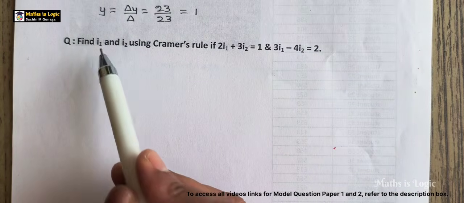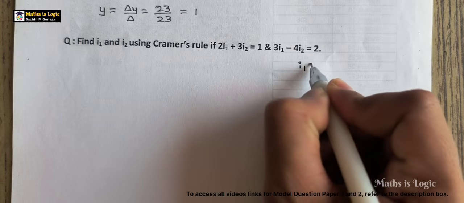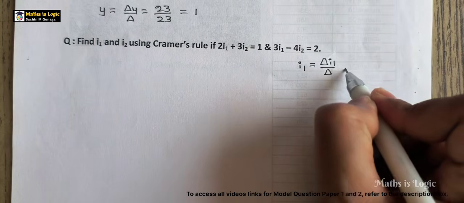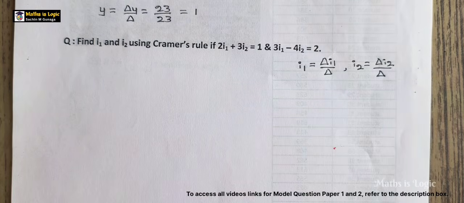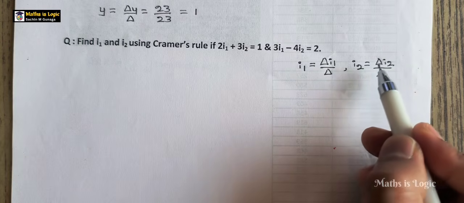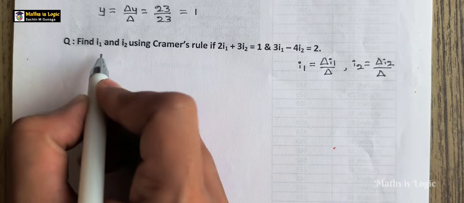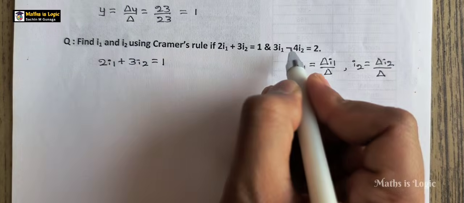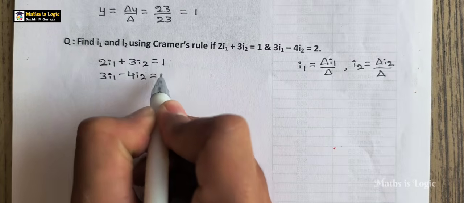Suppose they give it in terms of I1 and I2, then the formula becomes I1 is equal to delta I1 divided by delta, and I2 is equal to delta I2 divided by delta. In place of x we replace I1, and in place of y we replace I2. So now consider the first equation: 2I1 plus 3I2 is equal to 1. The second equation is 3I1 minus 4I2 is equal to 2.